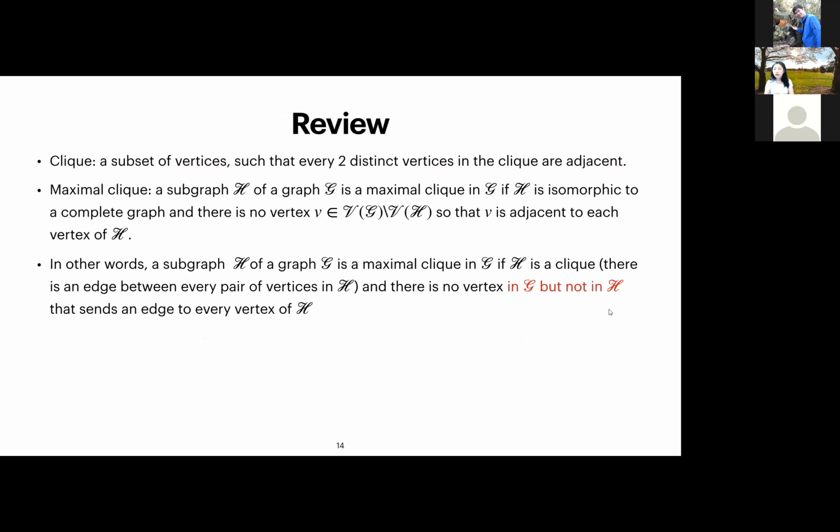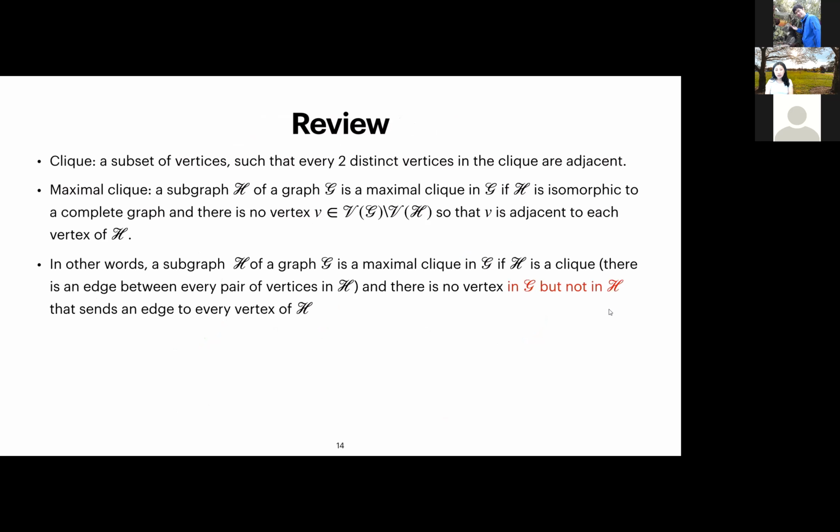Okay, so now let me review. Actually, I'm going to talk about cliques. So let's review some of the basic concepts of cliques, so we don't get lost. So what is a clique? A clique is just a subset of vertices such that every two distinct vertices in the clique are adjacent. Okay, so everything is connected. It's like a complete graph.